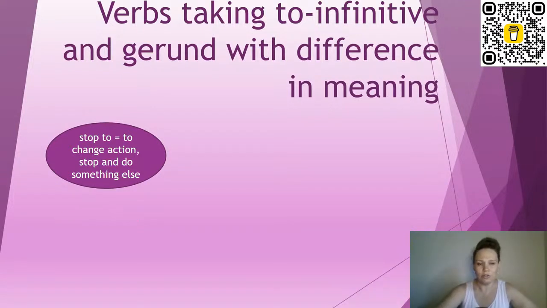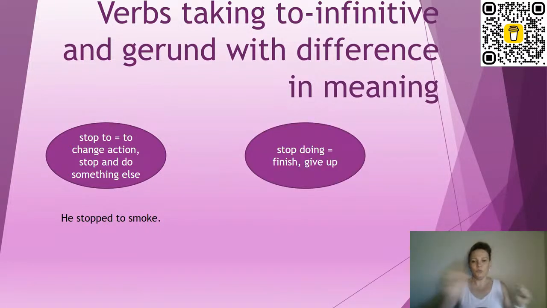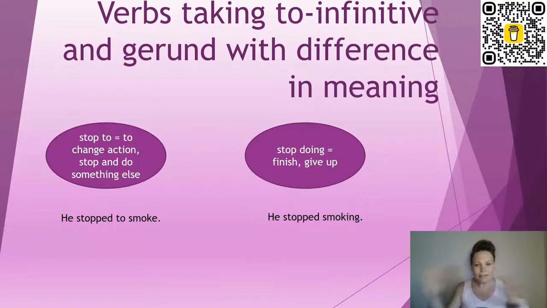Stop to means to change action, stop and do something else. For example, he stopped to smoke. He was doing something, he stopped because he wanted to smoke. So the action changed. And if we use stop doing, this will mean finish or give up. He stopped smoking, so he doesn't smoke anymore. He stopped to smoke. He stopped why? To do what? He stopped to smoke. And he stopped smoking, he quit smoking, and he doesn't smoke anymore.